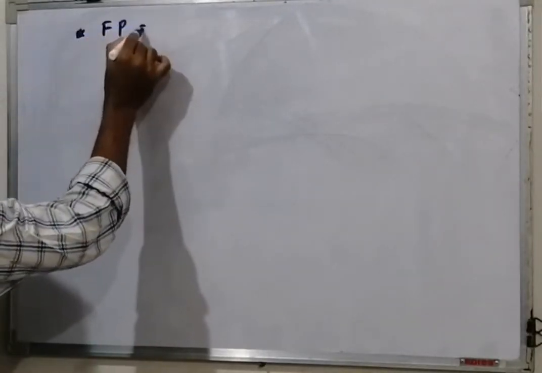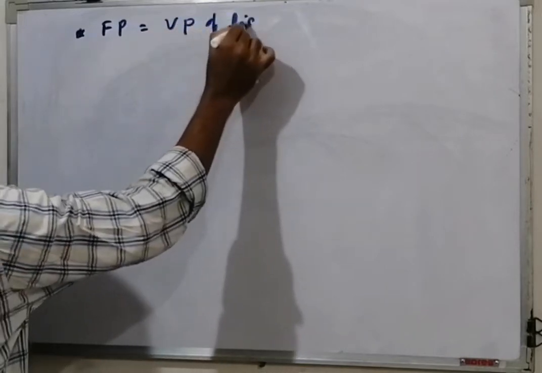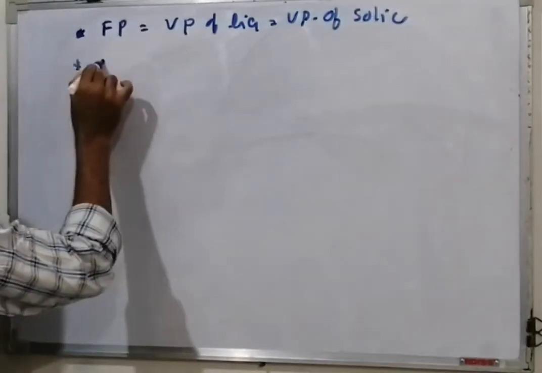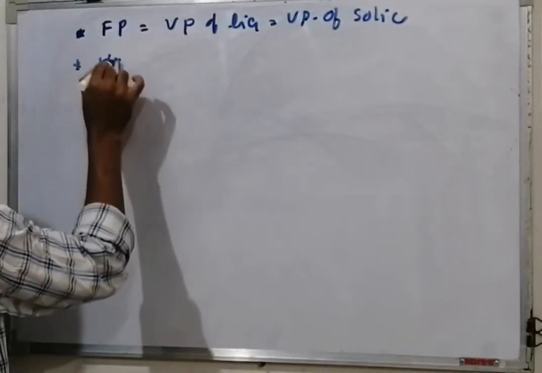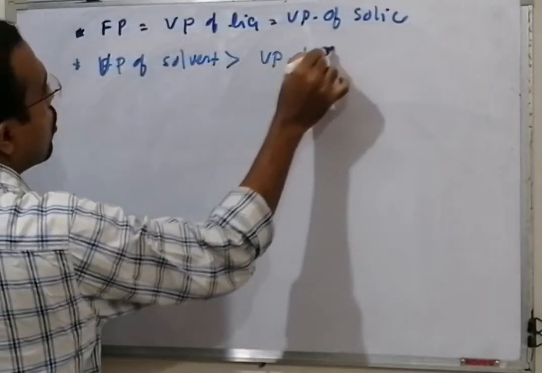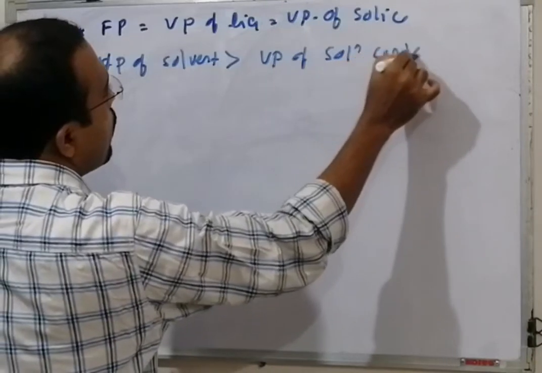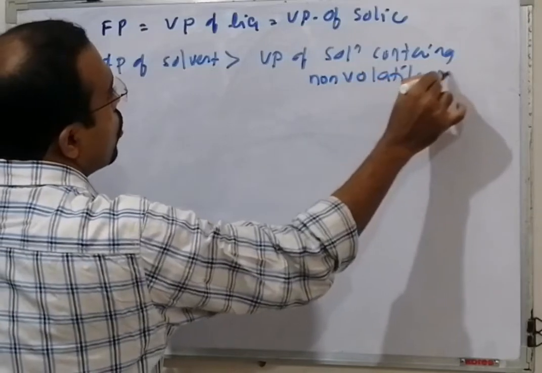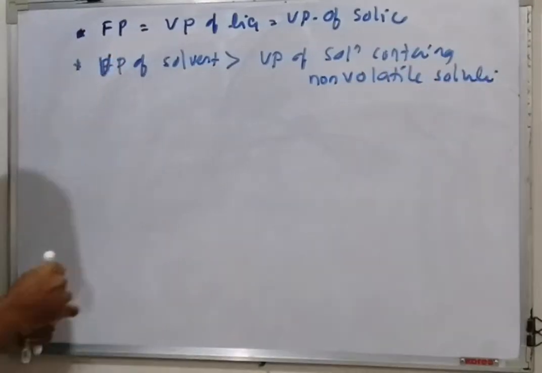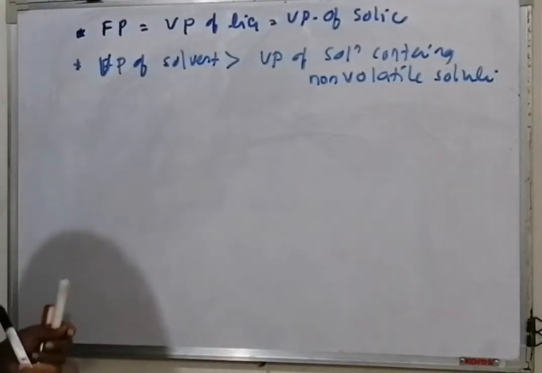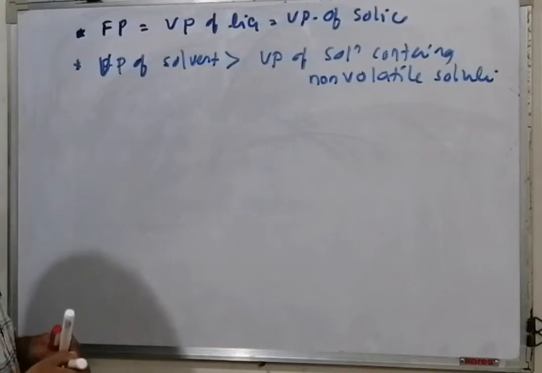Okay. Now we need the following points. Freezing point is where the vapor pressure of liquid is equal to the vapor pressure of solid. Second point, the vapor pressure of solvent is always greater than the vapor pressure of a solution containing a non-volatile solute, at any temperature.